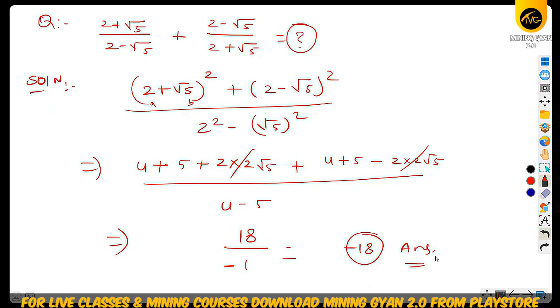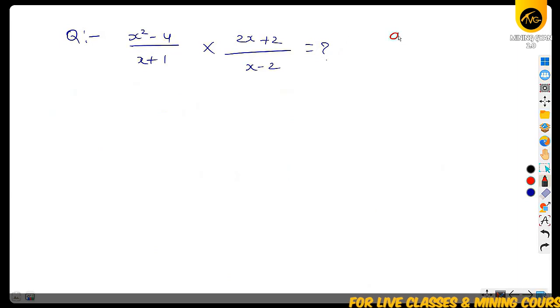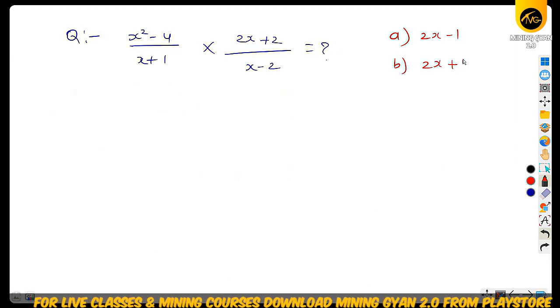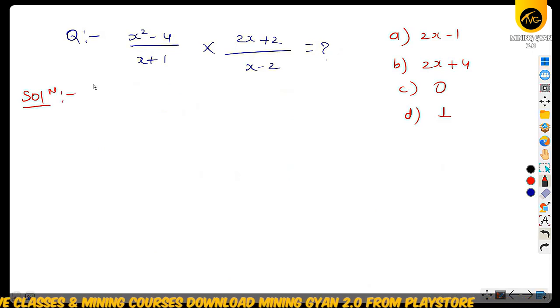Okay, let's do another example based on the cross multiplication. Suppose this is the question: (x square minus 4) divided by (x plus 1), multiplied by (2x plus 2) divided by (x minus 2). What is the value of this expression? Suppose the options available are option A, 2x minus 1, option B, 2x plus 4, option C, 0, and option D, 1. Okay, do it.